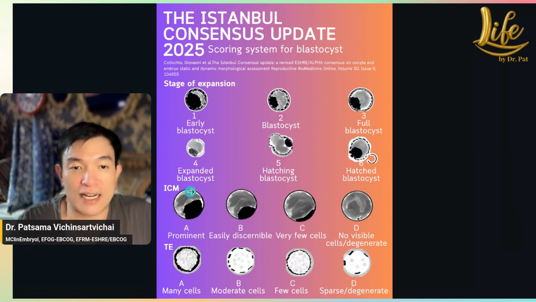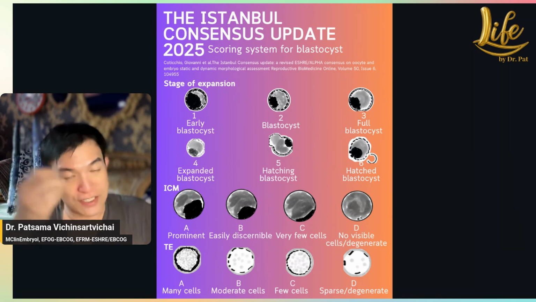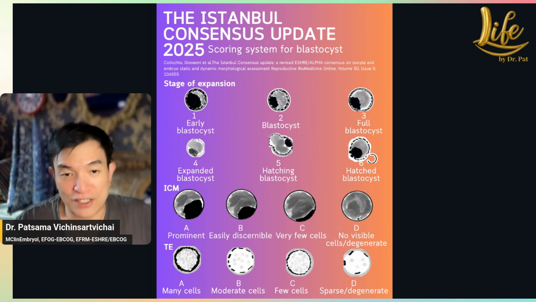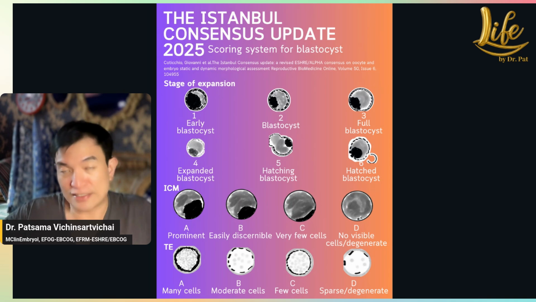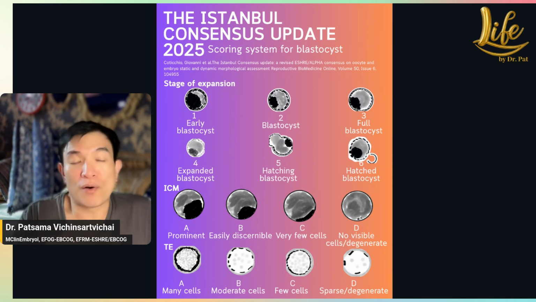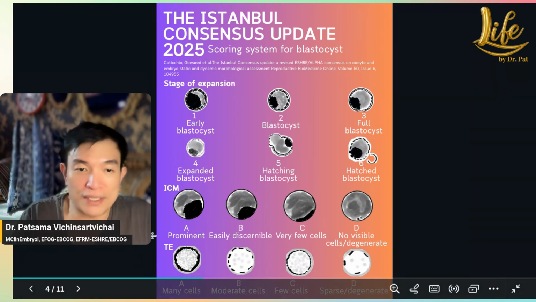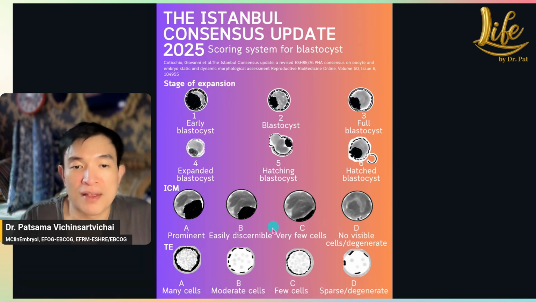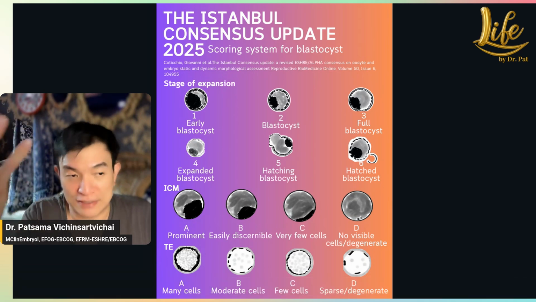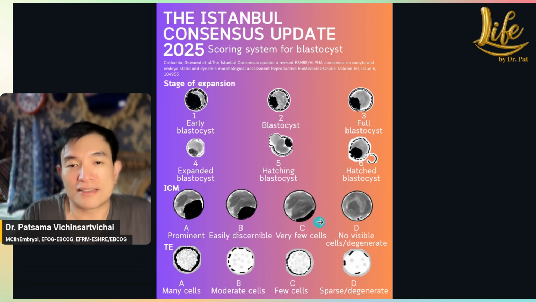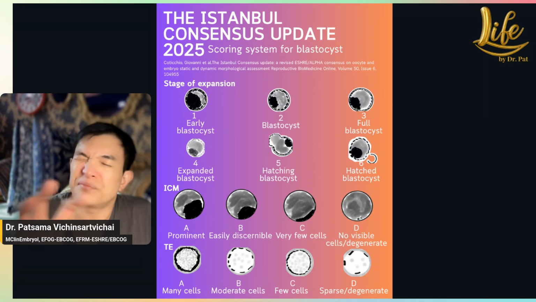Okay, so the second digit or letter is the grading for the ICM, or the inner cell mass, the cells that will become the baby. The original Gardner system grades it as A, B, and C. A is the prominent, big chunk of cells. B is easily discernible, but not that many, though still easy to see. And C is very few cells. Like, where is it?